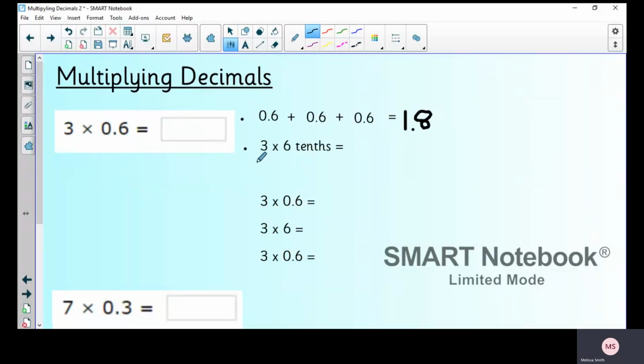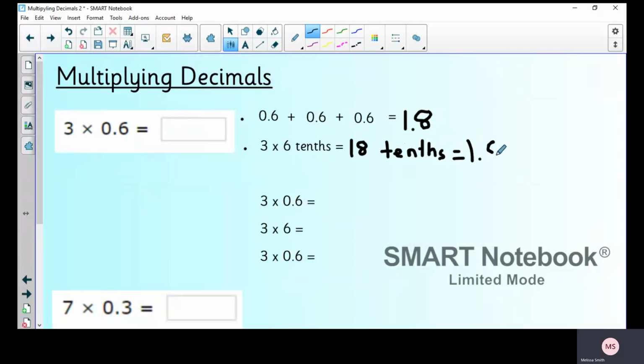So that's one method. Let's have a look at this method. This is a new method. This is the worded method. It's where you take what our calculation is and we put it into the words. So 3 times 6 tenths, what would that be? Well, that would be 18 tenths. How would I write 18 tenths as a decimal? Well, that's 1.8. So that's a new method. That's something that we didn't do yesterday.